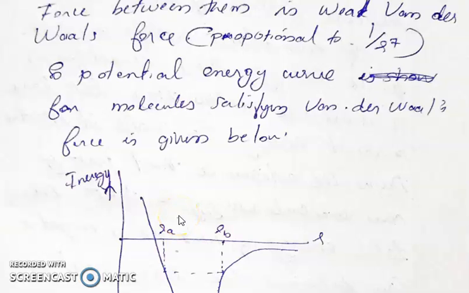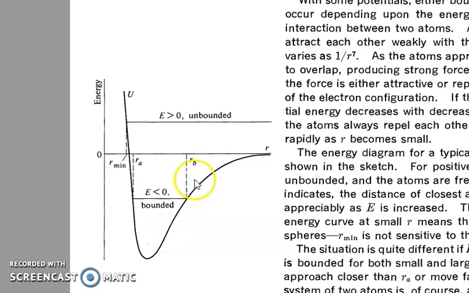We were discussing the Morse potential energy curve and the formation of molecules. You can see the potential energy will have a negative value beyond this point, so the force will be attractive. If the potential energy value is negative, the force will be attractive. And here you can see the potential energy value is positive, so the force will be repulsive.